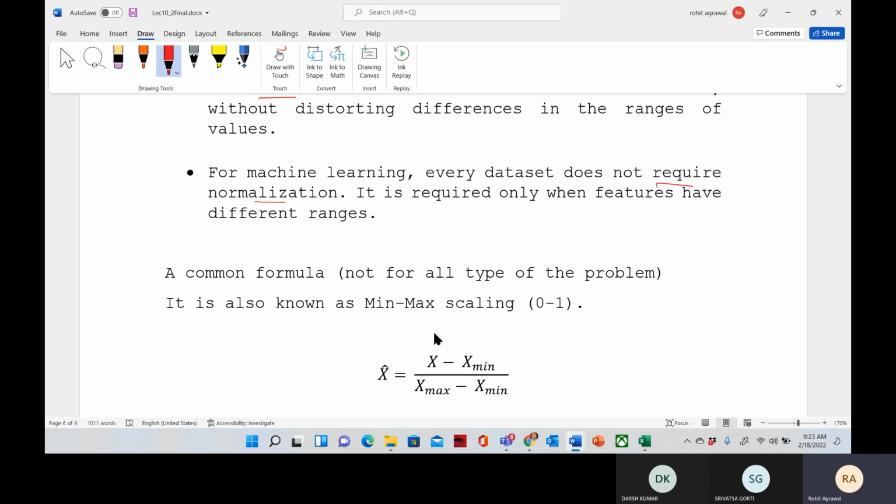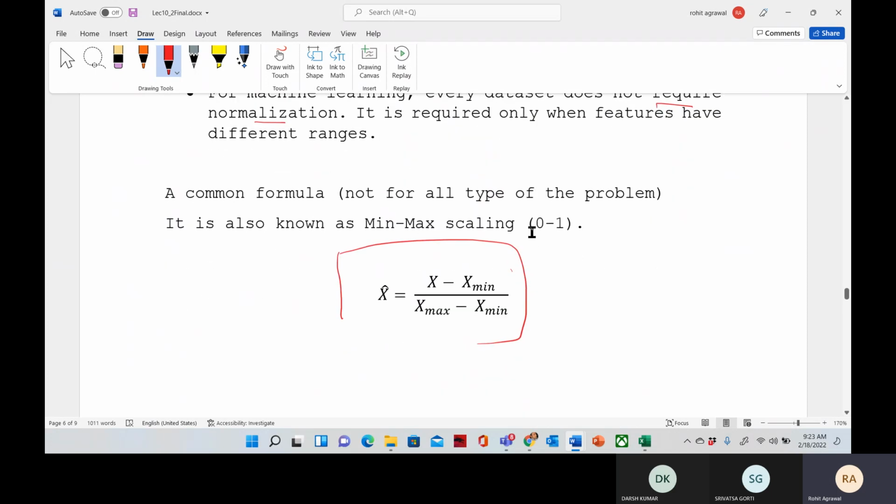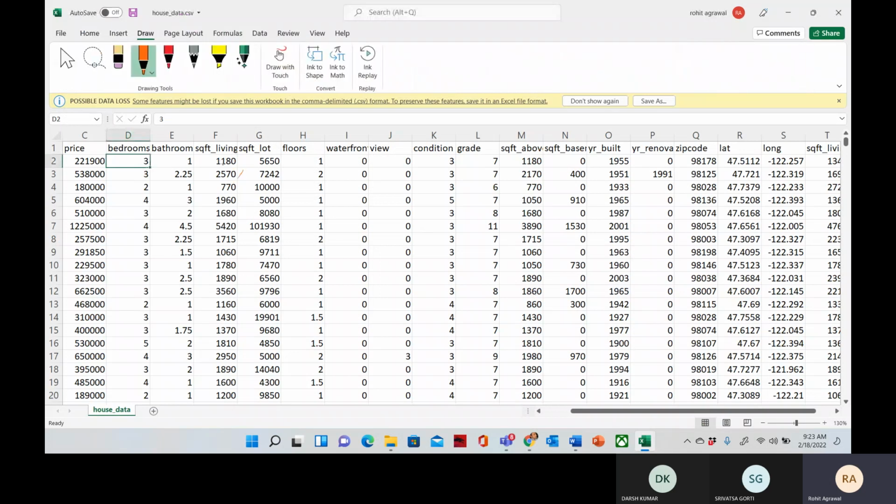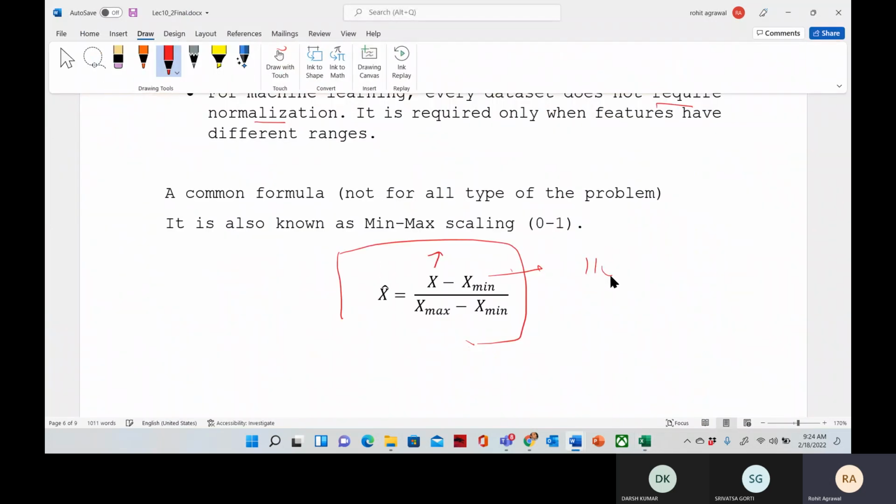Okay. So a common formula, again not a fixed formula. There are a lot of formulas available for normalization, but this one is for 0 to 1, or min-max scaling. Suppose x is our original value. We will find the minimum value, we will find the maximum value, and we just apply this formula. So all the values will be in the range of 0 to 1. We can see the example here. Suppose I'm talking about this one, 1180. So for 1180, you need to find the minimum, so I need to apply the formula for finding the minimum.